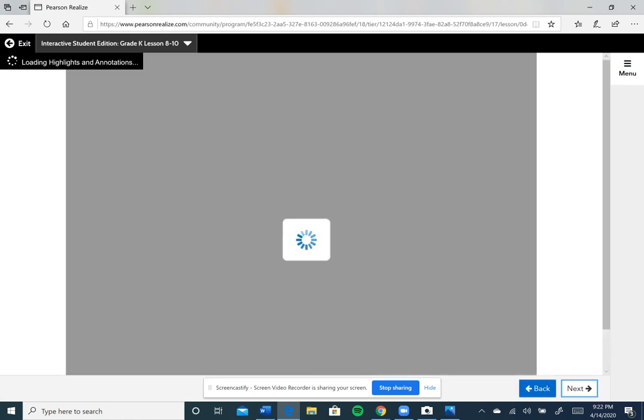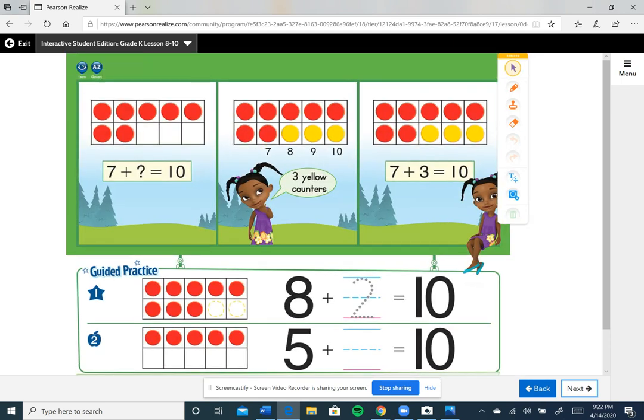Back page. We did this yesterday. Once it loads, look at that. We have some 10 frames, remember? When we have all the squares filled and there's a circle or a counter in every square, that's when we know we have all 10. So here we have the number 8, and this 8 tells us how many red counters we have in here. We need to fill in the missing counters.